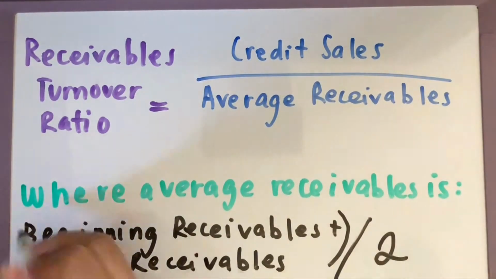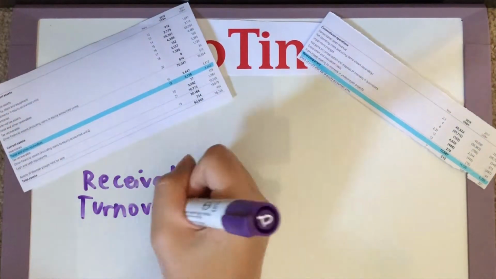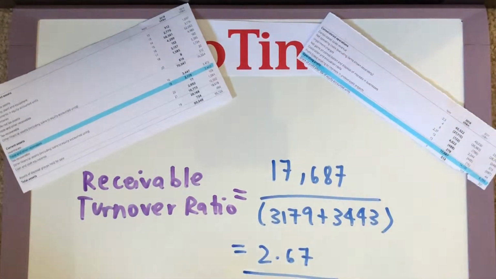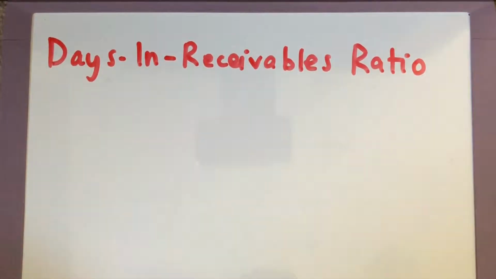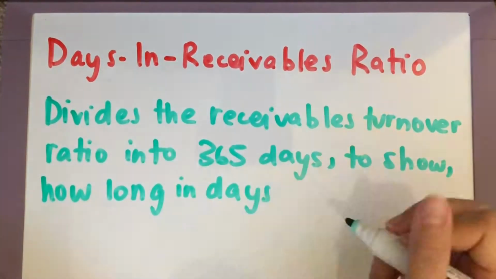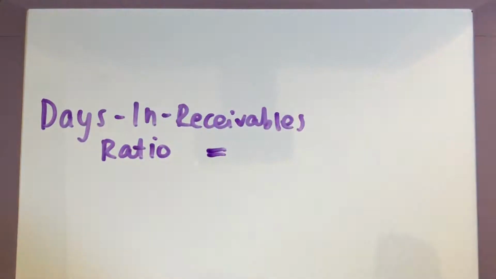It can be quite difficult to calculate this ratio as sales made on credit are unknown. Thus, if we assume all operating revenue was on credit, we can calculate an approximate ratio for the company Rio Tinto. This ratio can be challenging to interpret, and so it can be converted into the days in receivables ratio. This ratio divides the receivables turnover ratio into 365 days.